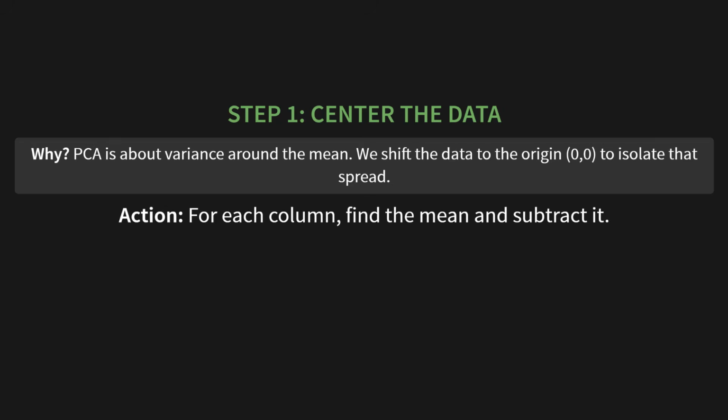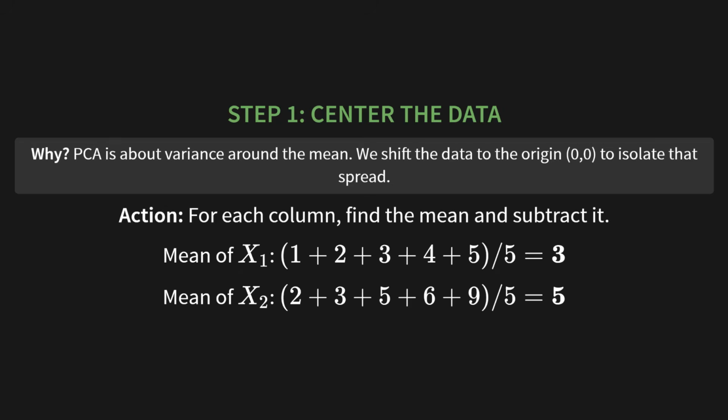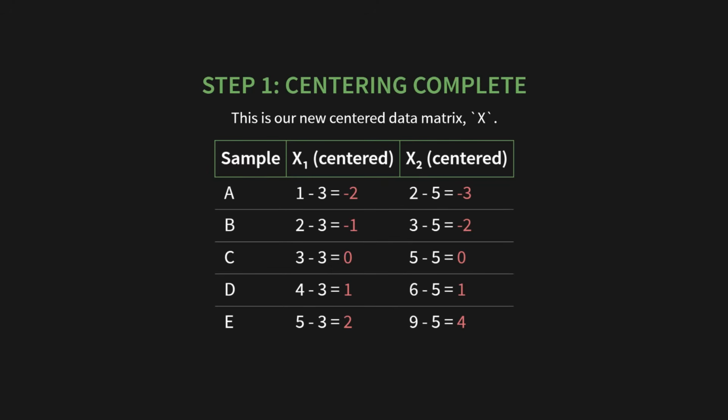The action is simple. For each column, we find the mean and subtract it. The mean of x1 is 1 plus 2 plus 3 plus 4 plus 5 divided by 5, which equals 3. The mean of x2 is 2 plus 3 plus 5 plus 6 plus 9 divided by 5, which is 5. And centering is complete. This table shows our new centered data matrix, which we'll just call x. For sample A, x1 becomes 1 minus 3, which is negative 2. And x2 becomes 2 minus 5, which is negative 3. We just do that for every single row.